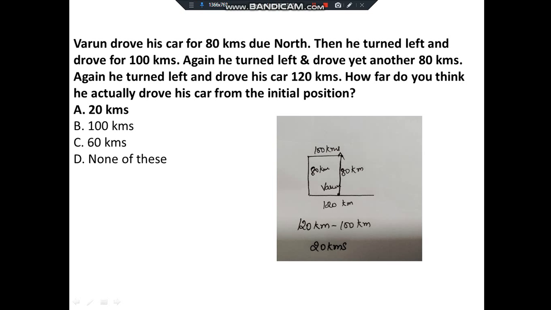Next question. Varun drove his car for 80 kilometers due north, towards north, that is upward 80 kilometers. He turned left and drove 100 kilometers, left side 100 kilometers. Again he turned left, which means down, and drove yet another 80 kilometers. Again he turned left and drove his car 120 kilometers. How far do you think he actually drove his car from the initial position? 80 gets cancelled. 120 minus previously 100 he covered. So 120 minus 100, which is 20 kilometers from the initial position.